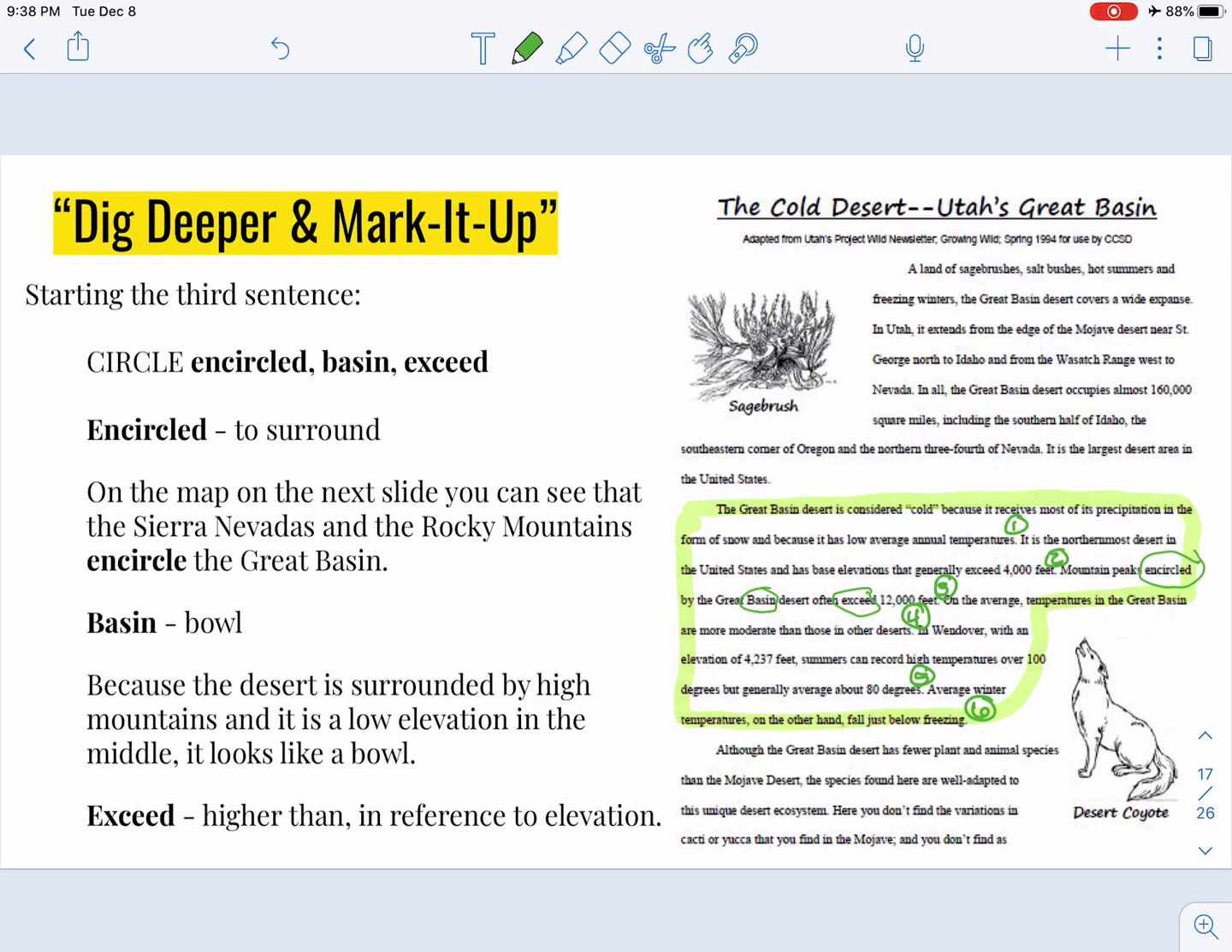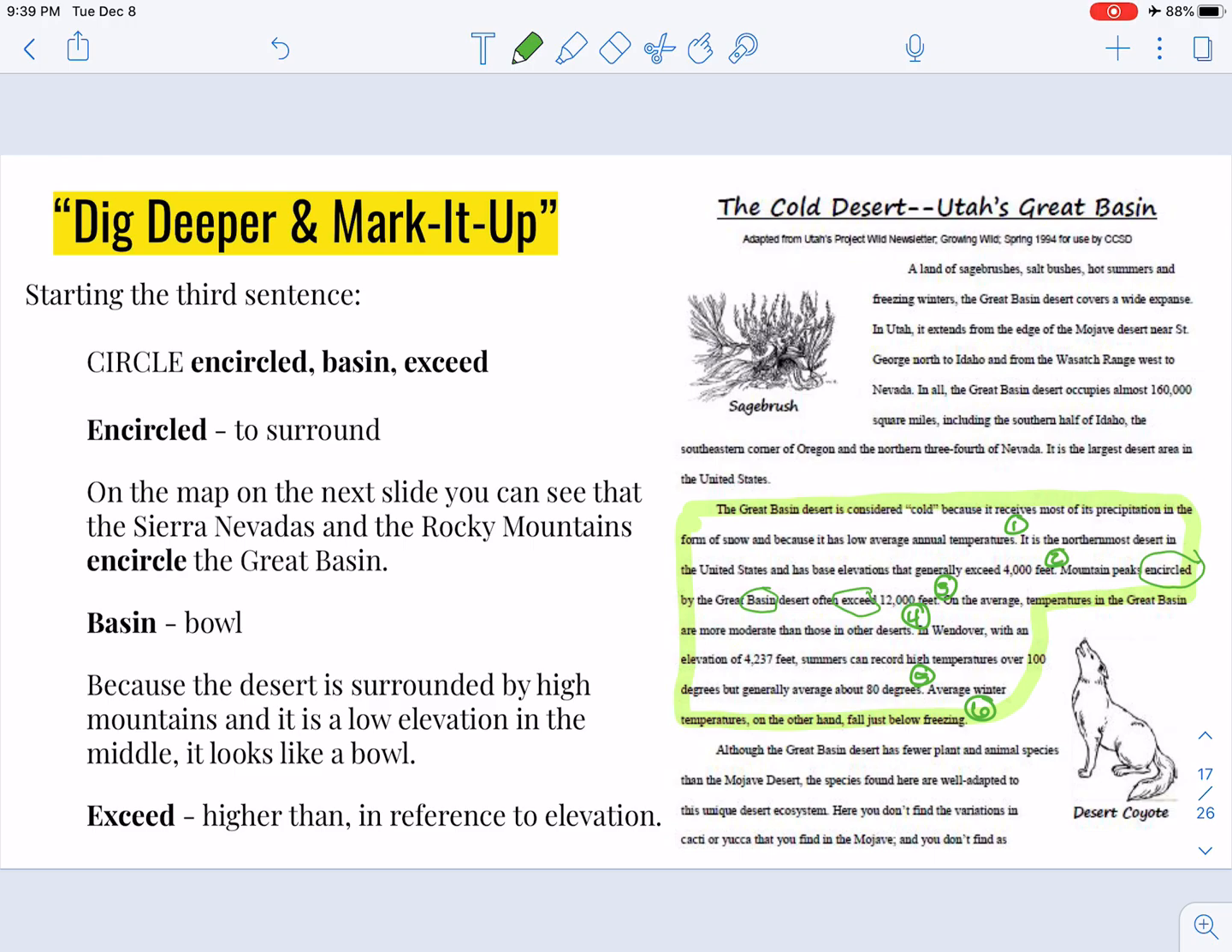On the map on the next slide that we're going to look at, you're going to see that the Sierra Nevadas and the Rocky Mountains encircle the Great Basin. The Sierra Nevadas are a mountain range and the Rocky Mountains are a mountain range. So we're going to see how that works. And then finally, we're going to look again at the basin. Remember, a basin, especially when we call it a wash basin, is like a large tub or a large bowl. Now, because the desert is surrounded by high mountains and it has a low elevation in the middle, it looks kind of like a bowl.